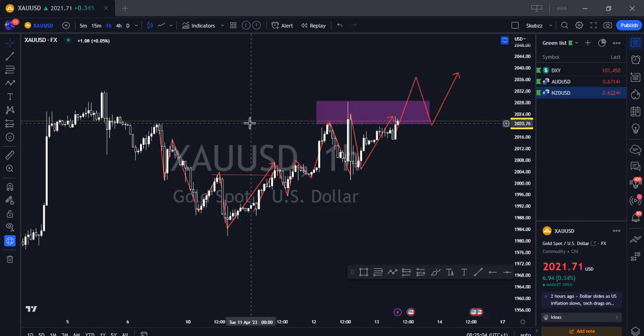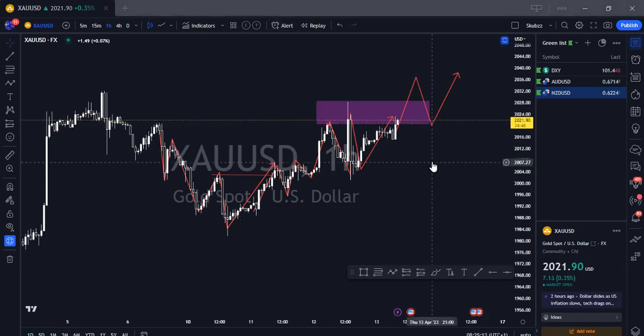Bro, my question: which time frame is more convenient if I do my analysis personally? Normally I do top-down, starting from the higher time frame, but the 1 hour and 15 minutes sometimes create different structures. Which time frame is more convenient, the 1 hour or 15 minutes? You have to use top-down analysis. Let me explain this.